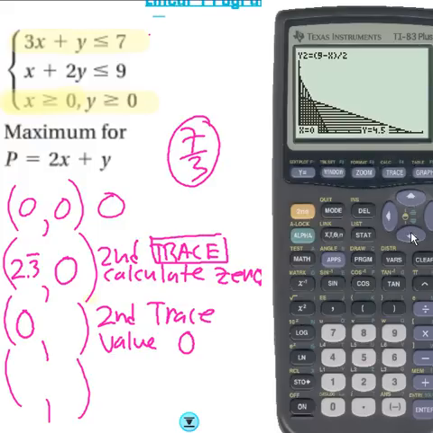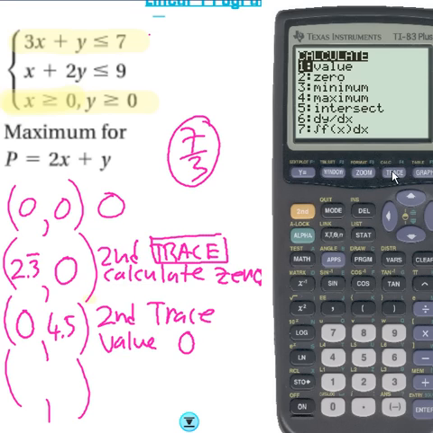Okay? I want to find the last one. Second, calculate. That's the intersection of two lines. Pretty obvious right there. Intersect. That's 5. I only have 2 functions in.